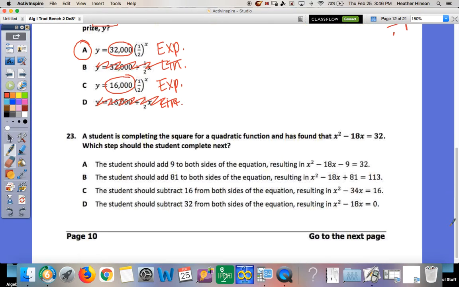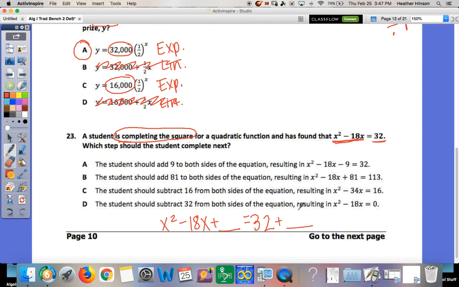For 23, a student is completing the square for a quadratic function and has found that x squared minus 18x equals 32. Which step should the student complete next? So when you're completing the square, you want to find a perfect square root that completes this equation. So you have to get this bad square root out of the way. We don't know the square root of 32. And we want to find a perfect square root. That's where we put those blanks in on the lesson.